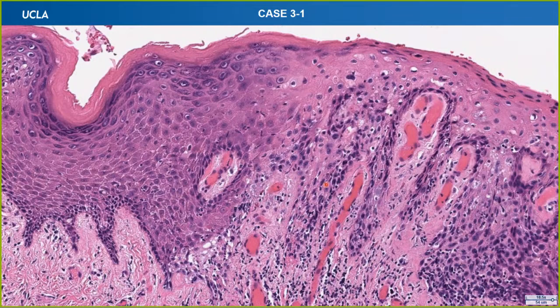This is the appearance at high power, and we can confirm that there is increased involvement of the basal and parabasal layers by these atypical keratinocytes characteristic of differentiated VIN. These cells have hyperchromatic nuclei with nuclear pleomorphism, which means differences in size and shape of the nuclei. And this involves the basal and parabasal layers.